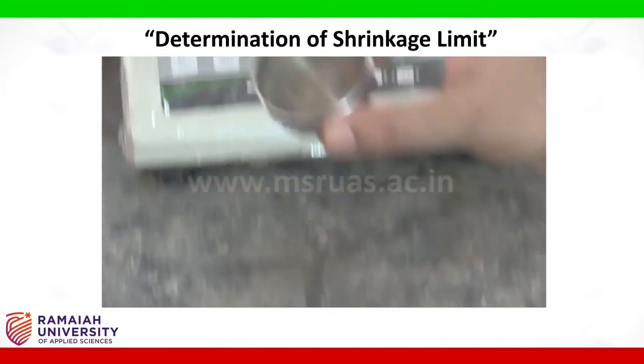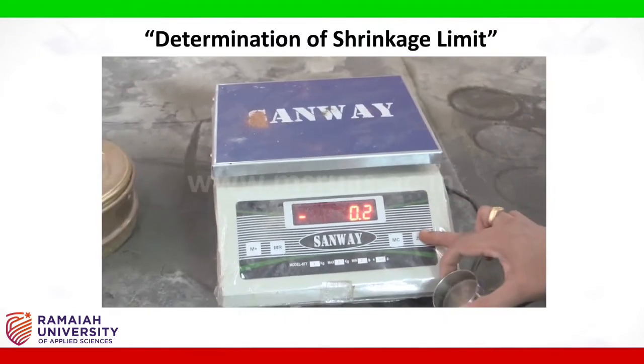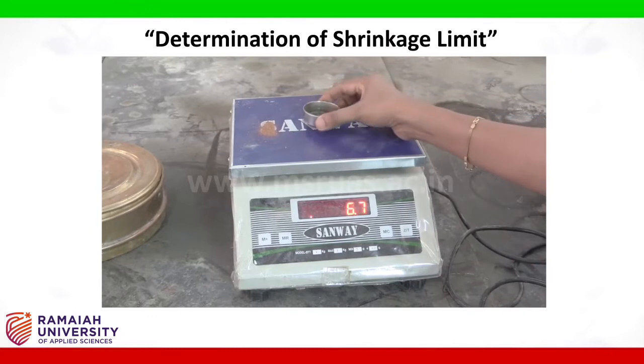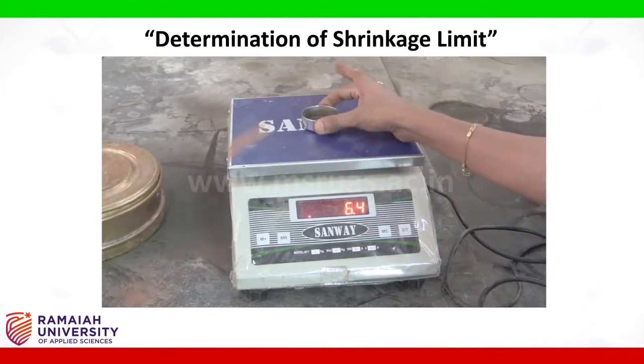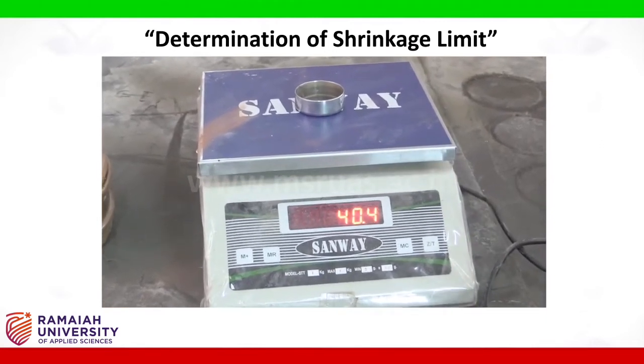Now take the shrinkage dish, weigh its empty weight. So first tare the weighing machine to 0, place it on the weighing machine, observe the empty weight.